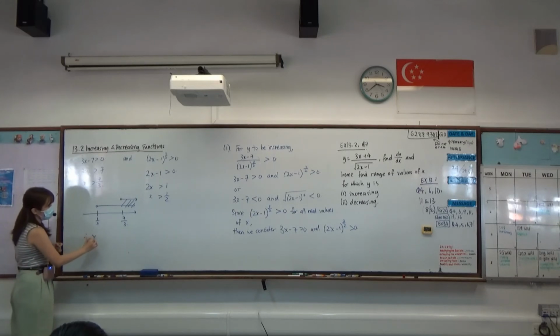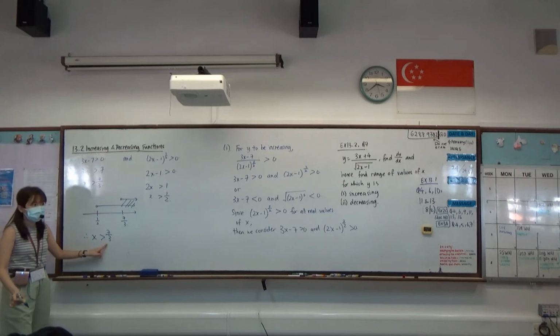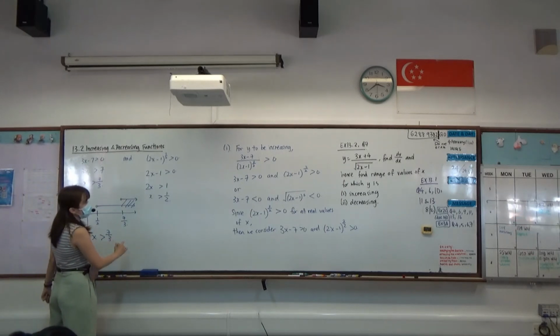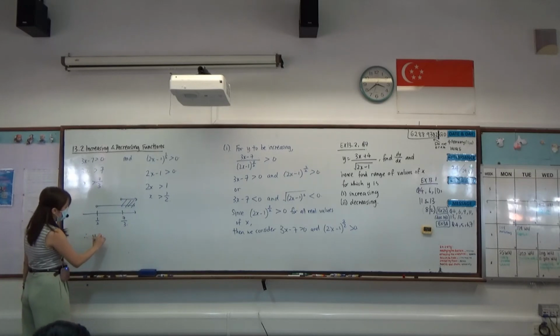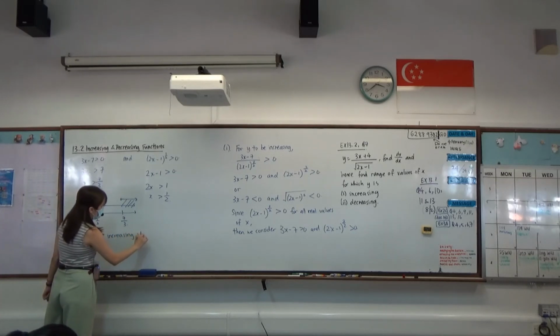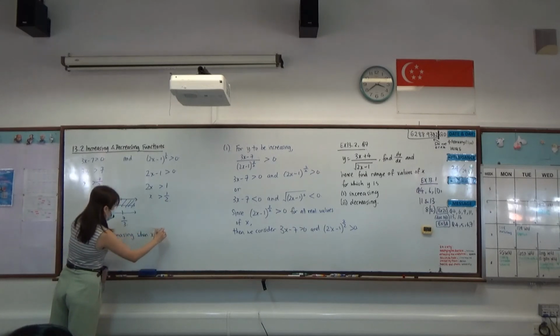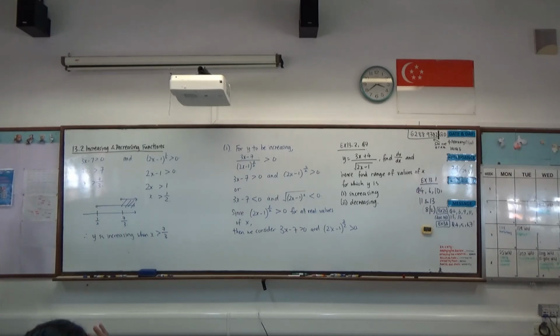So therefore, x more than 7 over 3, you can write as 2 and 1/3. Or rather, writing in proper statement, y is increasing when x is more than 7 over 3. Any questions?